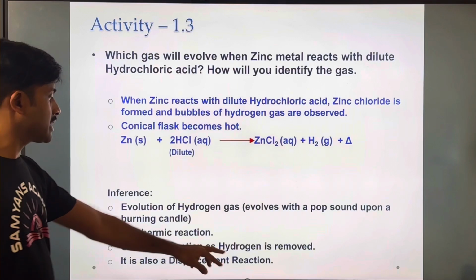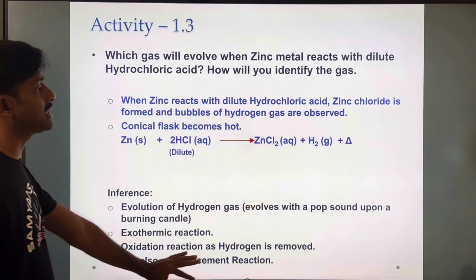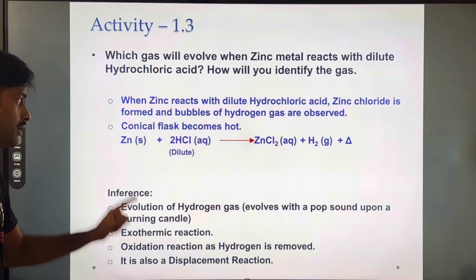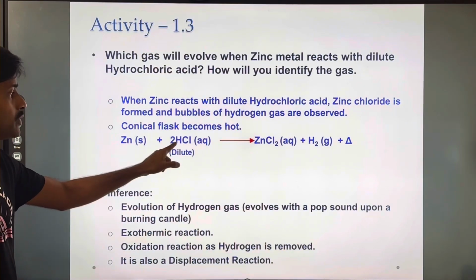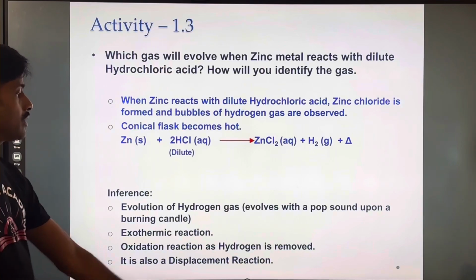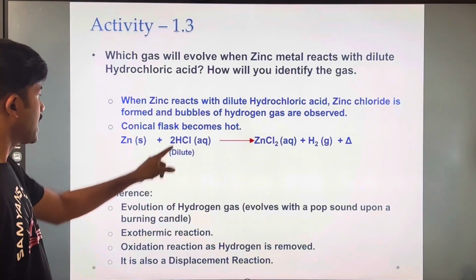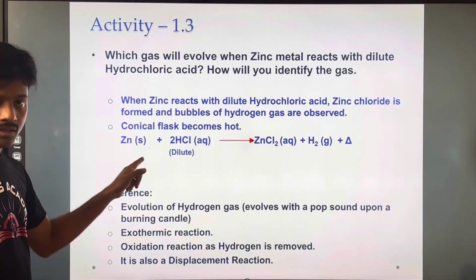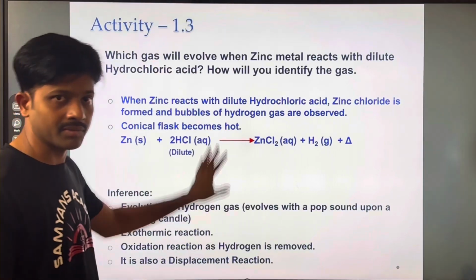And it is also an example of an oxidation reaction, in which we are removing hydrogen from the HCl, so it is converted into hydrogen gas, right? And it is also called a displacement reaction. Here hydrogen is displaced by zinc. Okay, these are the observations we can write from this activity.